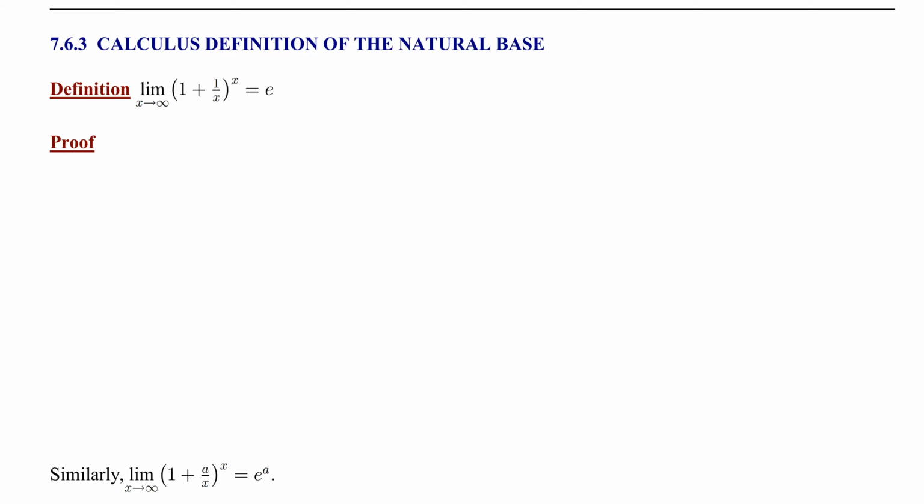Now, with all of our new skills, we're actually going to prove this limit. So let's suppose that this limit L is equal to the limit as x approaches infinity of (1 + 1/x) raised to the x power. Our goal in the proof is to demonstrate that the value of this limit L is e. So we know we can take the natural log of both sides.